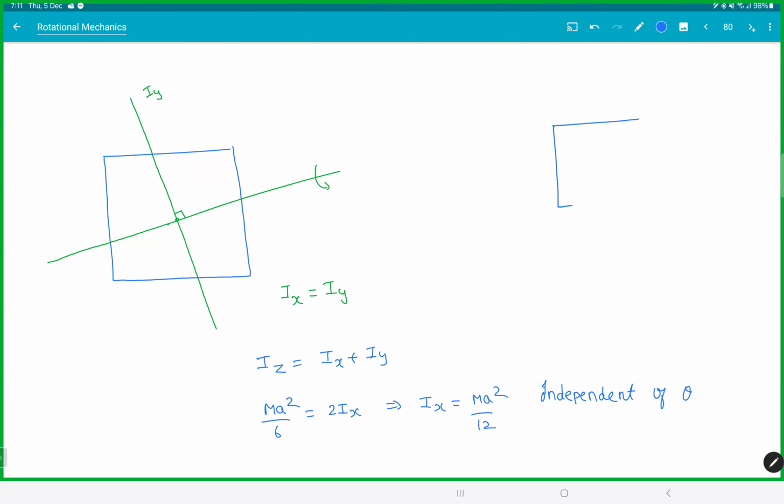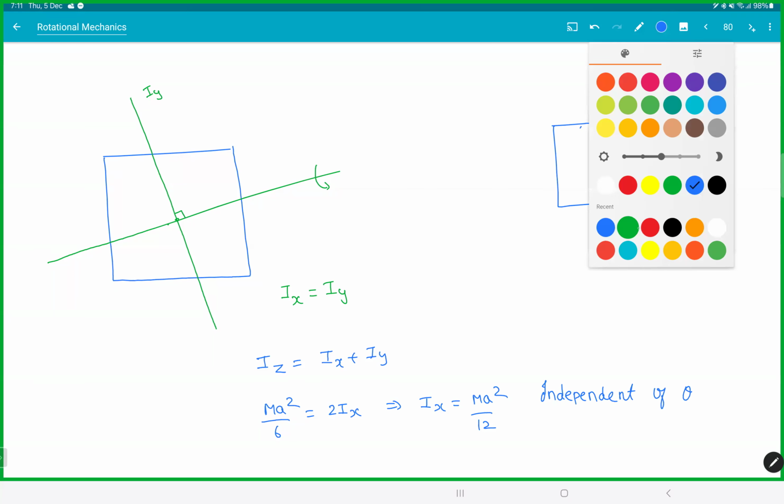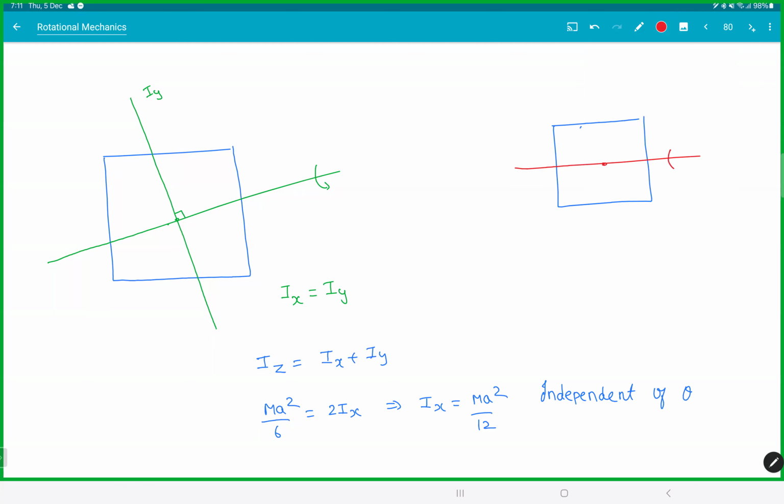That means if you have a square plate, if you send an axis through the center like this, I1, if you send a diagonal like this, I2, or you go like this, I3, like this, I4, it doesn't matter, all are equal. Be careful, it doesn't work for a rectangle, only for a square plate. Clear? That's because any two perpendicular lines will be symmetrical.